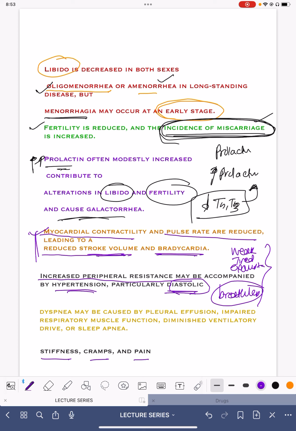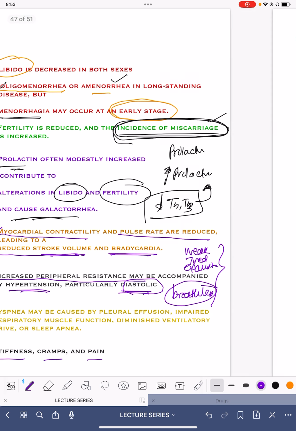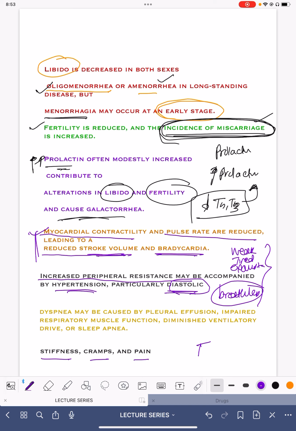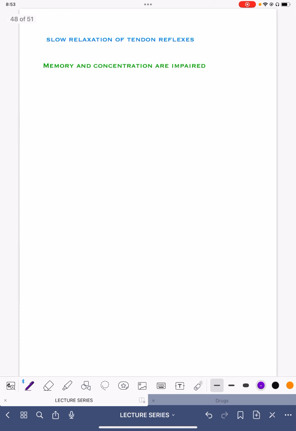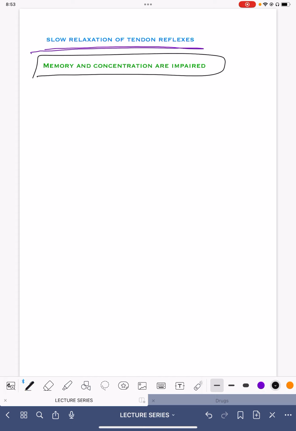I don't feel very fresh. I feel stiffness in the back, stiffness in the leg. So that could also be caused by hypothyroidism. So levels of TSH, T3, T4 must always be checked in those patients. Because of hypothyroidism, there can be slow relaxation of the tendon reflexes when examined with the hammer by the doctor. One of the very important aspects of hypothyroidism is memory and concentration.